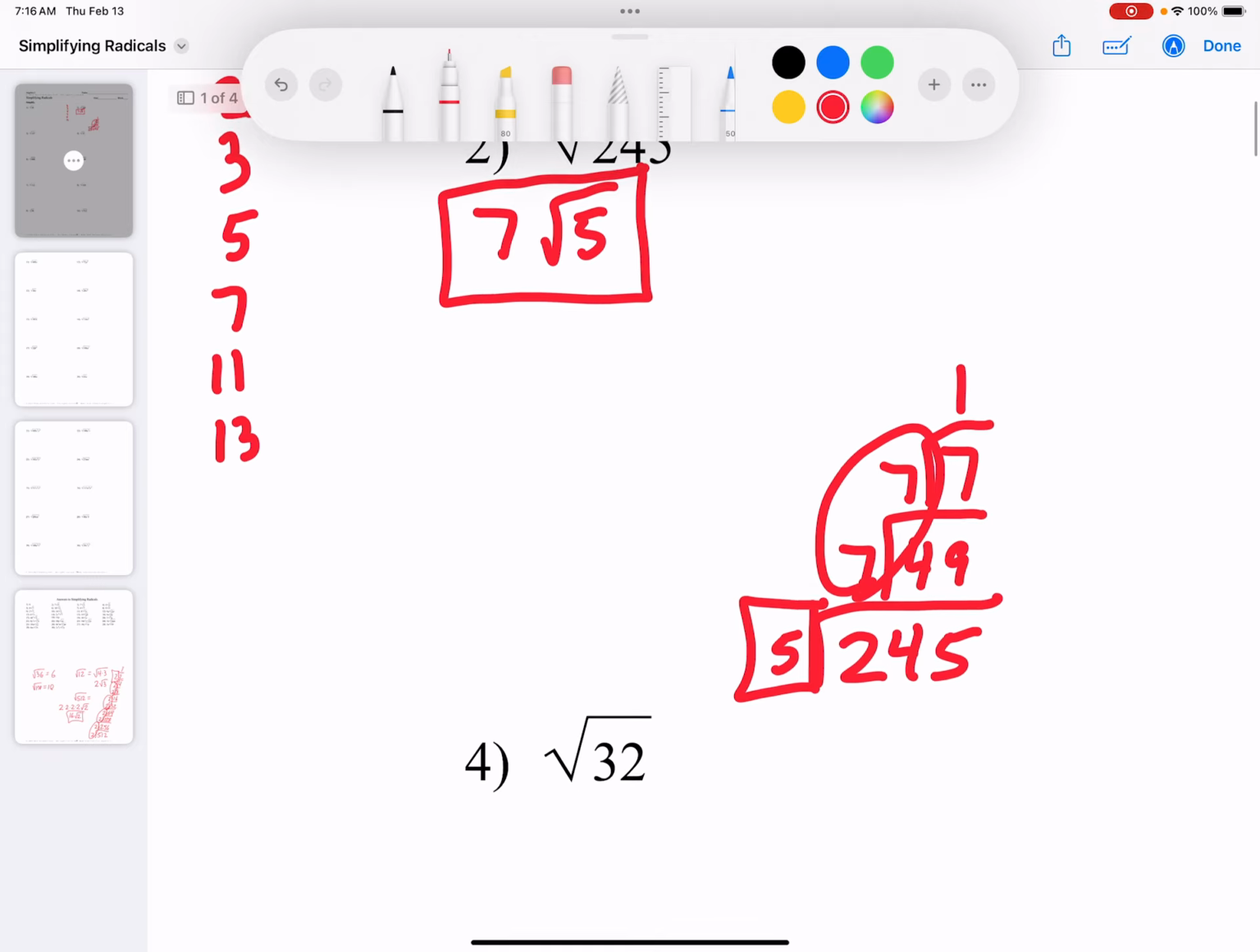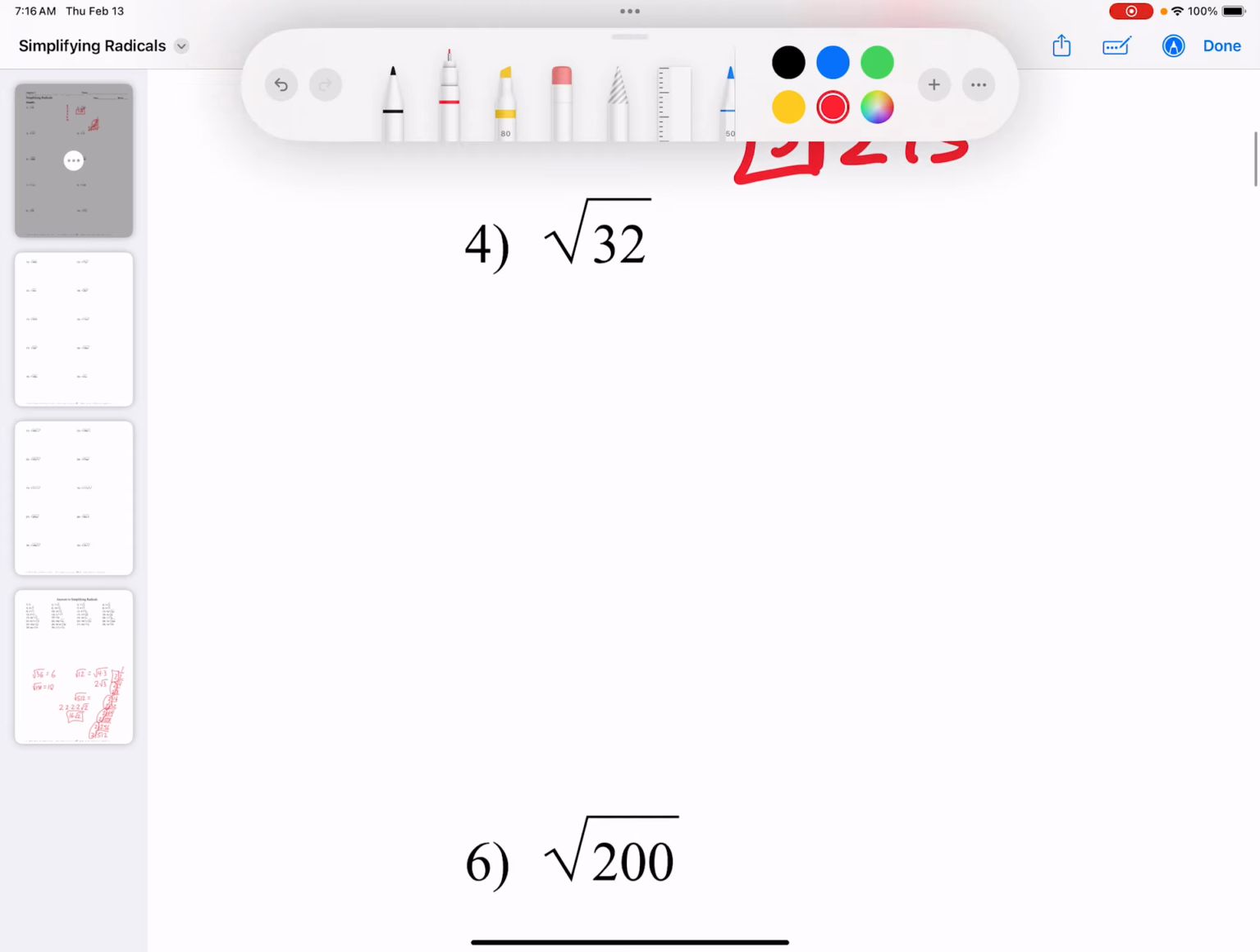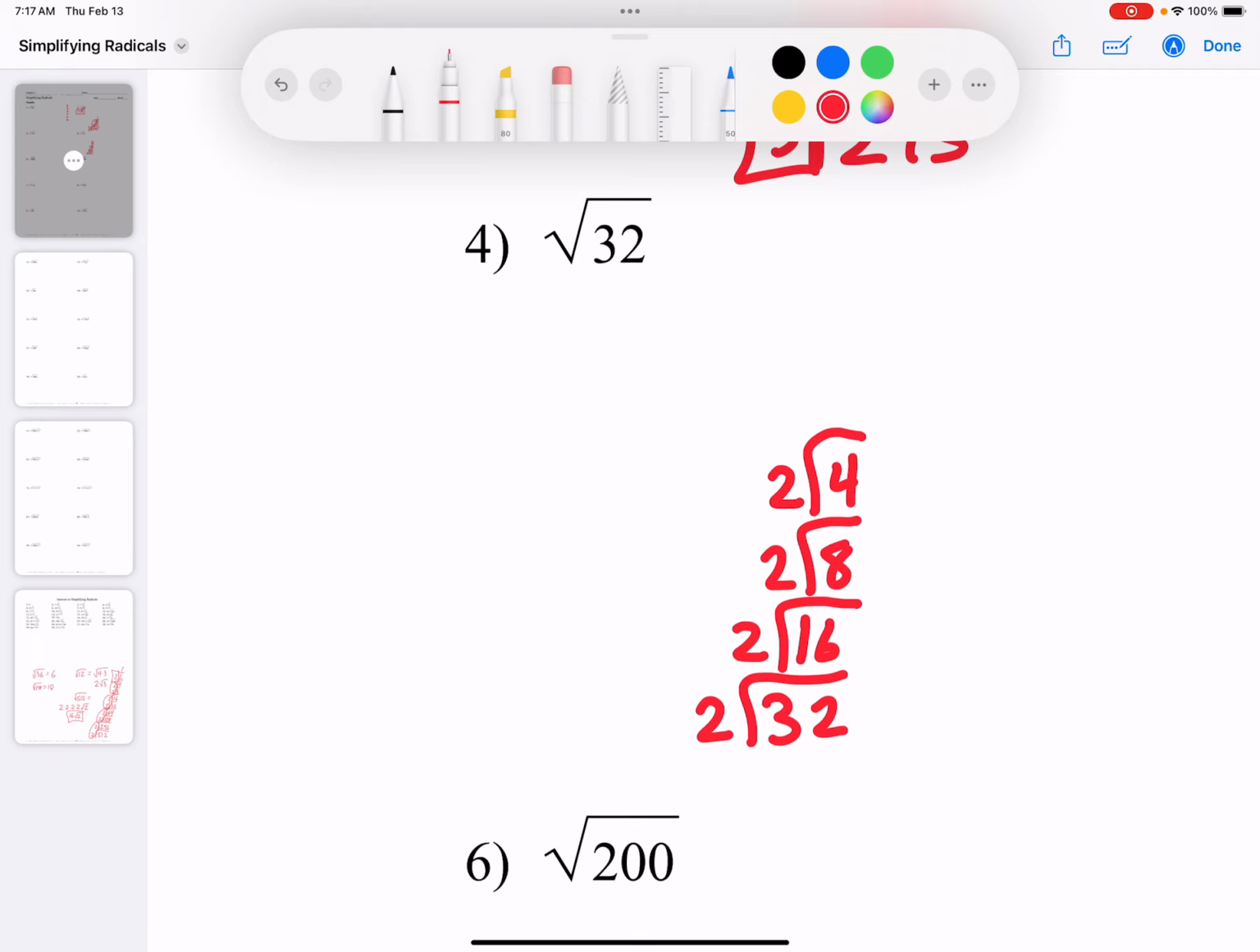So let's look at number 4. We're going to make our factor cake for 32. And when I do that, I'm going to divide by 2, which is 16. I'm going to divide 16 by 2. Anytime it ends in an even number, I'm going to divide by 2, which is 8. 8 is divisible by 2, which is 4. 4 is divisible by 2, which is 2. And 2 is divisible by 2, which is 1.